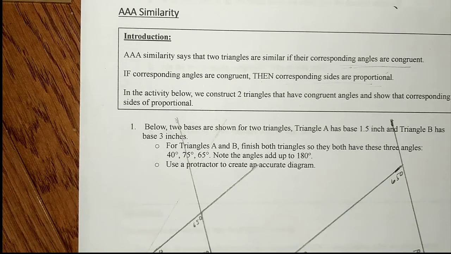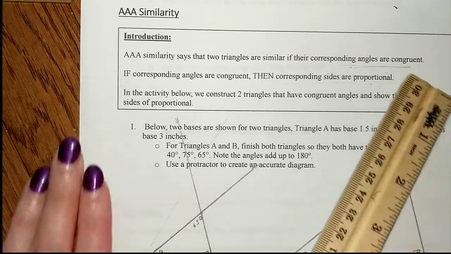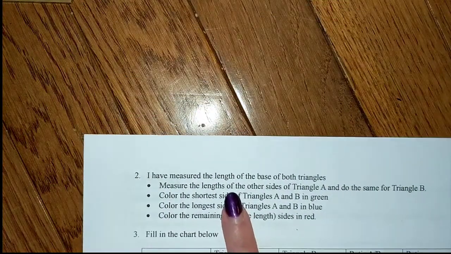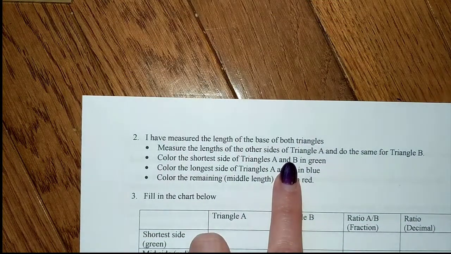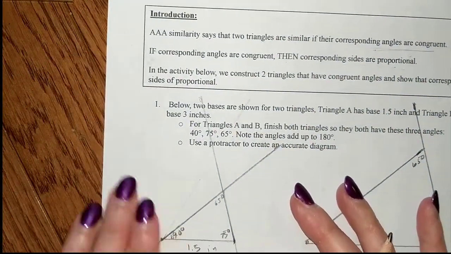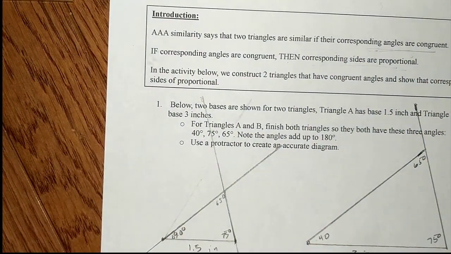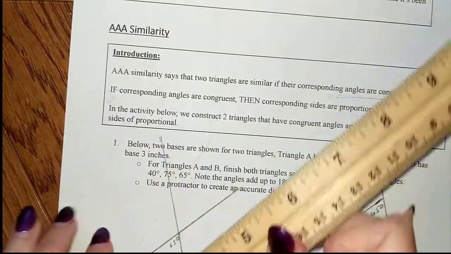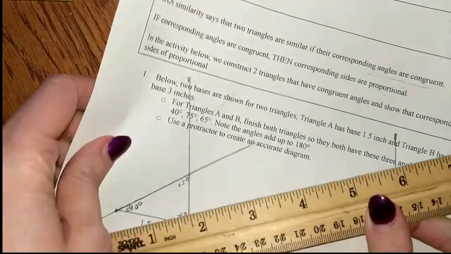Okay. So now you're just going to use your ruler to measure these. And I'm also going to look at page 2 because it says the directions are on page 2. So measure the lengths and then highlight these in green, blue, and red depending on which side it is. And then we're going to fill in this chart. So I'll show you this. So let me get my ruler out and I'll measure. We're just measuring the triangles, right? So I'm just going to measure those.